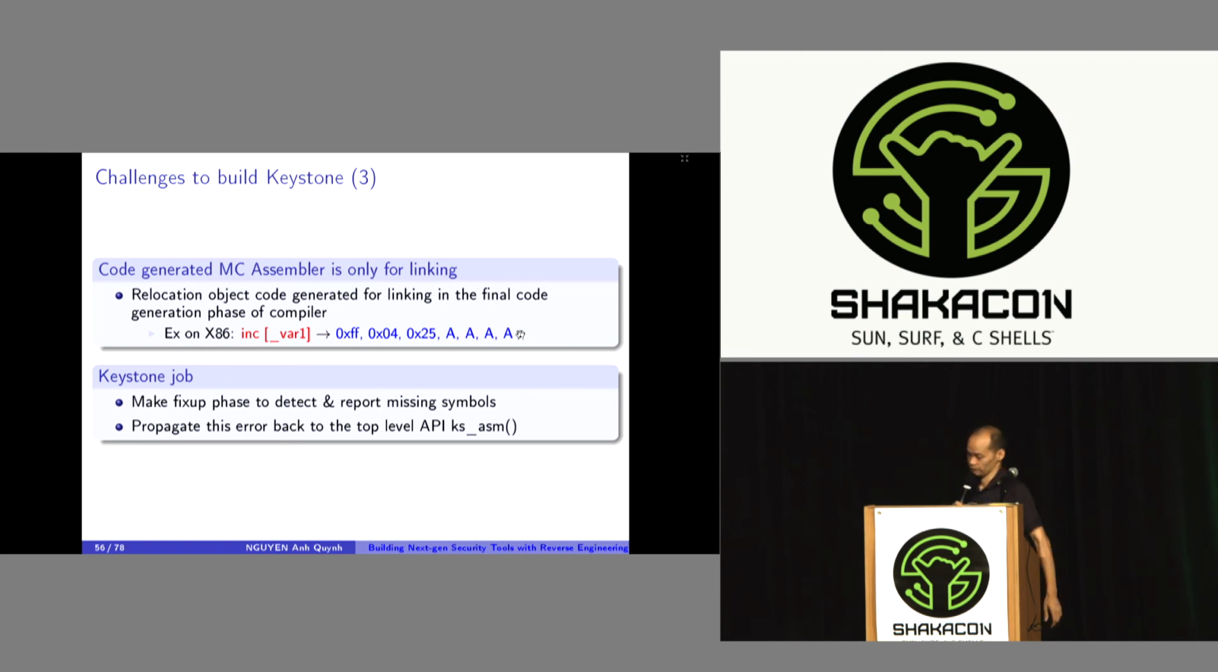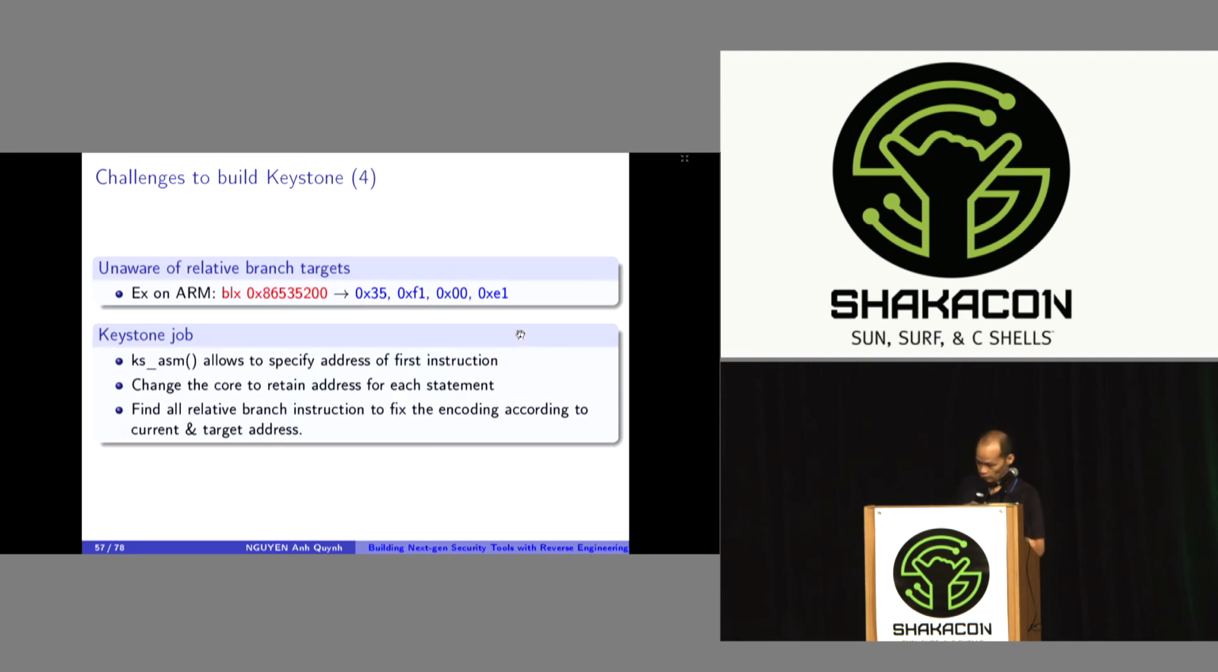So in this step, it also took me a lot of time to build a new fix-up phase inside MC, so I can detect and generate the final output. I don't need the linker. Another challenge is that MC of LLVM is not aware of the branch target for some branch instructions. For example, for ARM, we have this instruction. This one will jump to this address here.